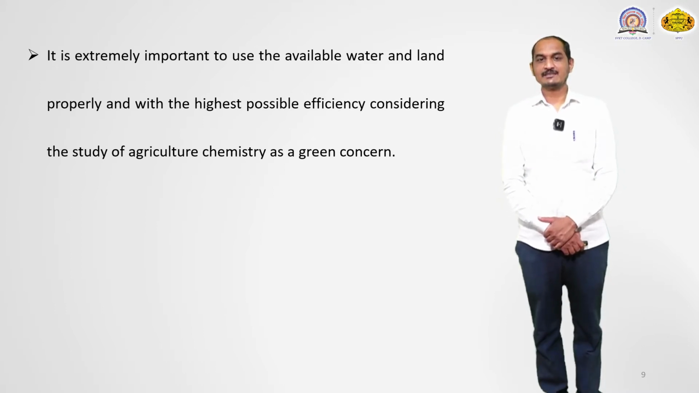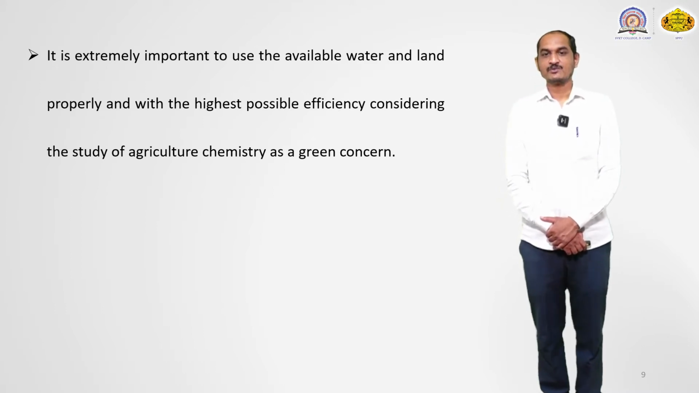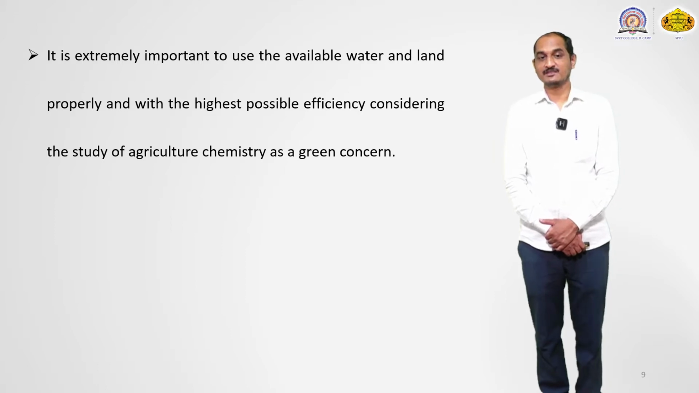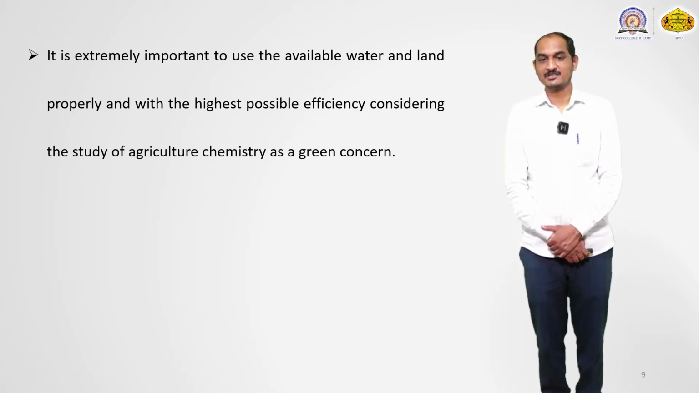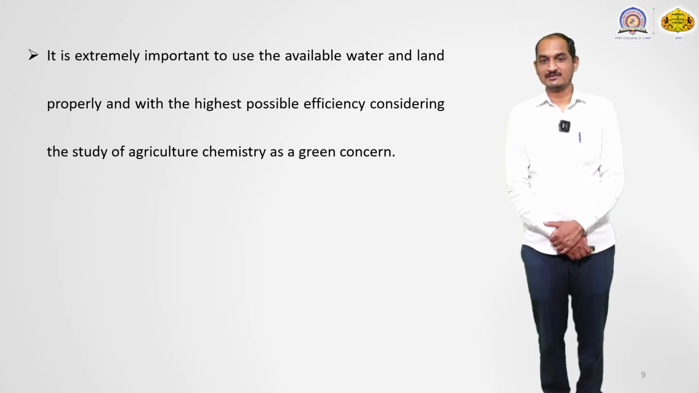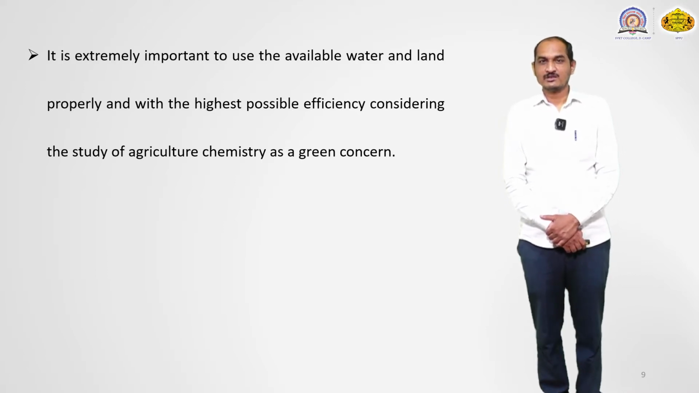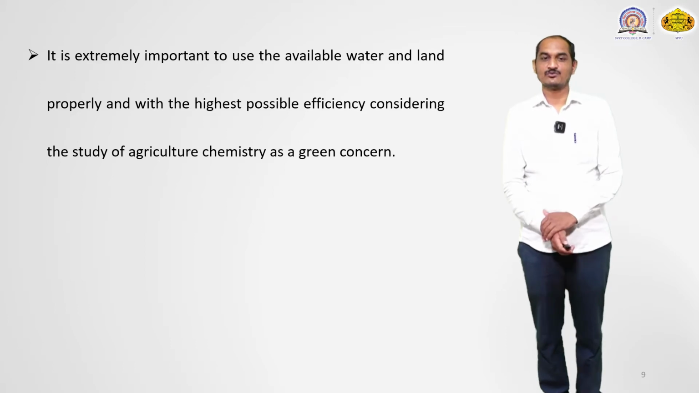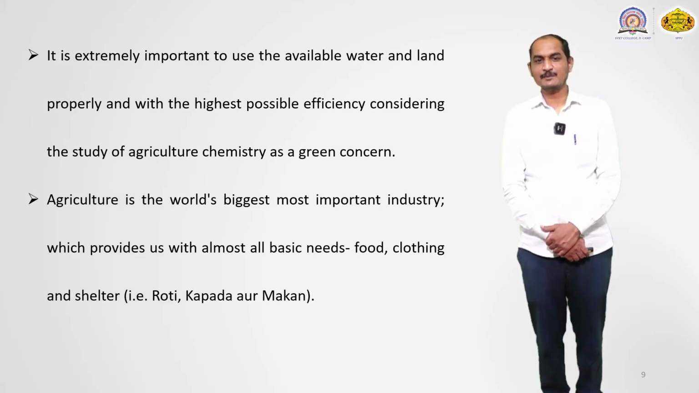So it is extremely important to use the available water and land properly and with the highest possible efficiency, considering the study of agricultural chemistry as a green concern, because there are a lot of problems in the agriculture sector due to the excess use of different types of chemicals, and therefore we have to consider the green concern related to agricultural chemistry to increase the production of different types of agricultural products.